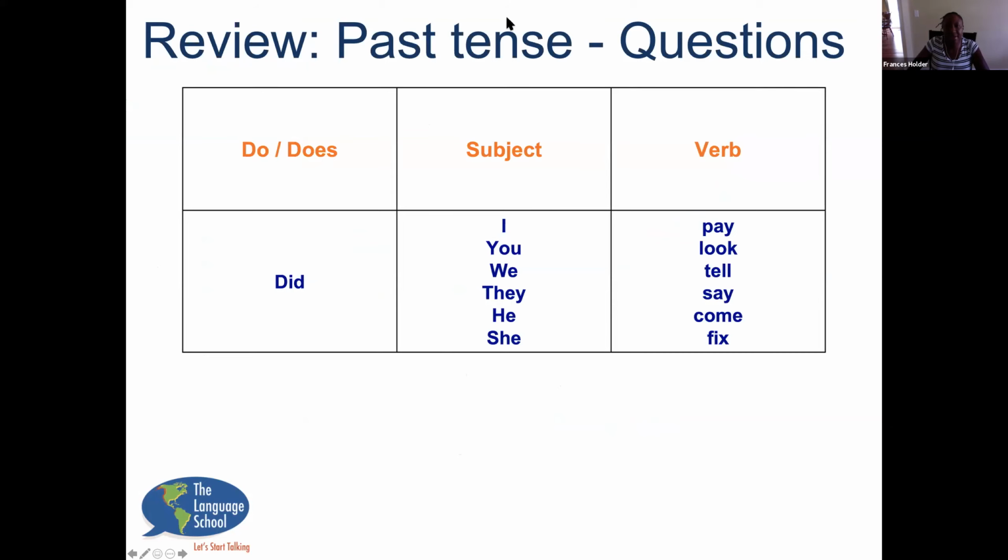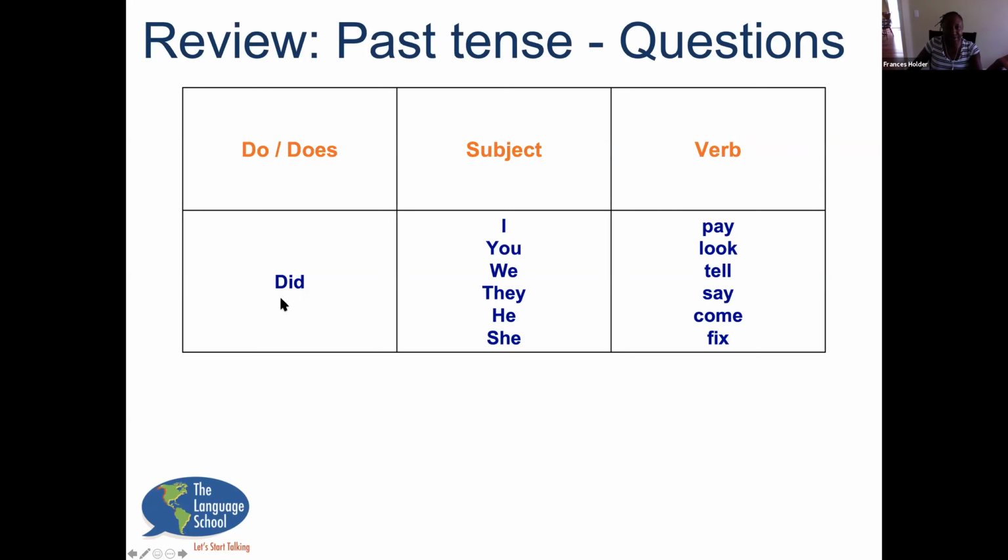So let's review questions. This is how we ask questions. We know how to do it in the present tense. Let's review past tense questions. Now, in the present tense, we know that we have to use do or does, okay? Do you cook every day? Does your mom cook Mexican food? That's in the present tense. In the past tense, we just use did. Doesn't matter if it's third person singular, doesn't matter what the subject is, you always use did, okay?